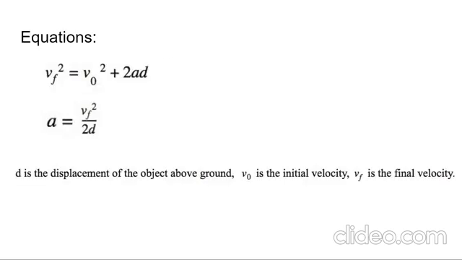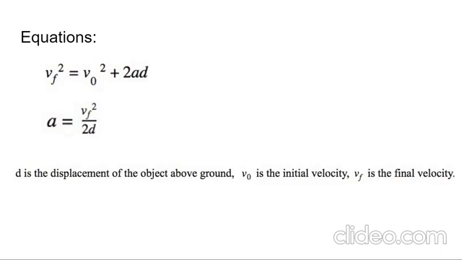We will be using the basic kinematic equation v final squared is equal to v naught squared plus 2ad. Our initial velocity is 0 since our object is starting from rest position, so the equation we use to find acceleration due to gravity is a equals vf squared over 2d, where d is the displacement of the object above ground, v naught is the initial velocity, and vf is the final velocity.